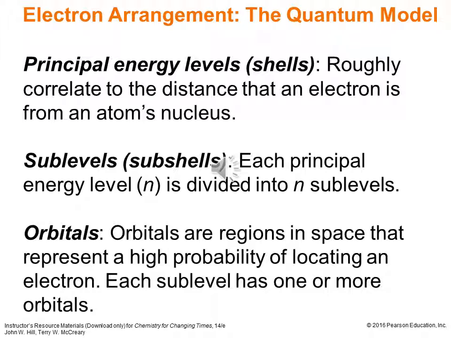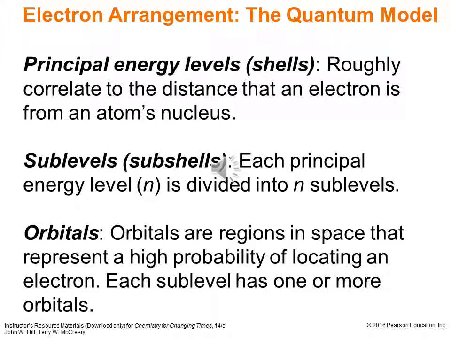The orbitals themselves are those regions in space that represent a high probability of locating an electron. Again, it's a probability. There's some chance the electron could be somewhere else, but the highest probability would be to find it within that orbital. And each of those sublevels has one or more orbital types. So in principal energy level 1, where you only have the 1s sublevel, you'd have just one type of orbital, which would be a spherical type of orbital.